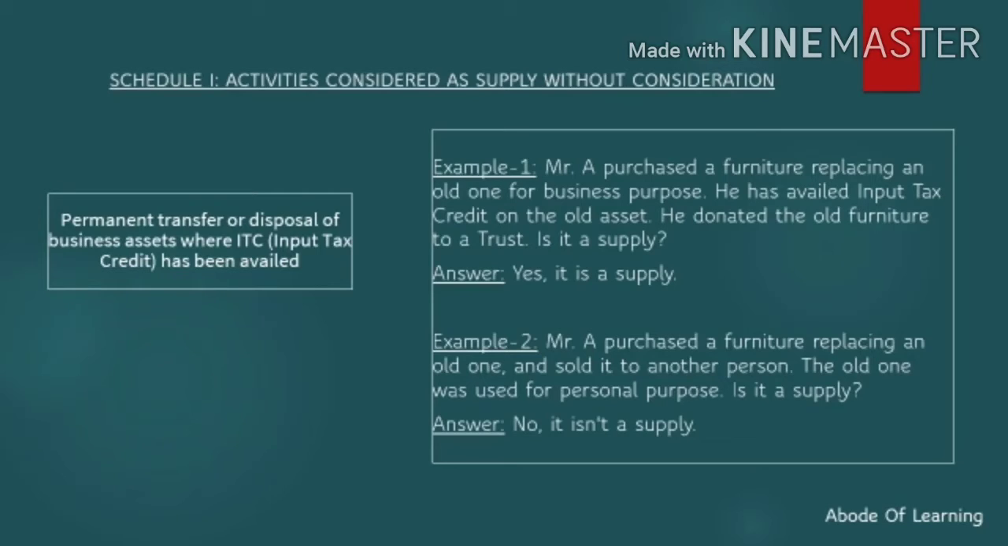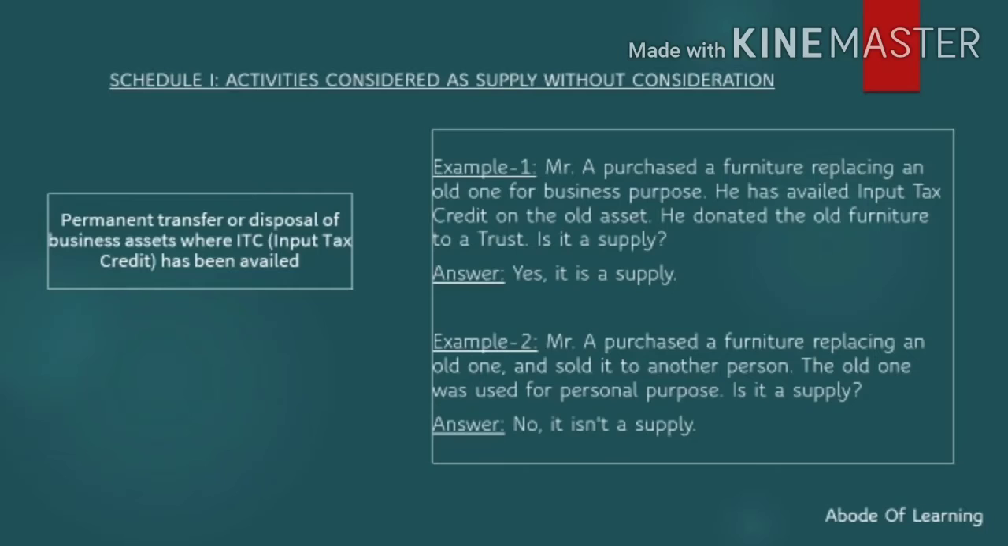Means when he purchased that old asset, he actually took input tax credit. So these two points: it was a business asset, and he took input tax credit. And third one, he's donating it to a trust. It doesn't matter what he does. I mean, if he puts it in scrap or he's just disposing it off or whatever it is, this will be considered as a supply because he's permanently disposing it or transferring it without any consideration. He's basically donating it, so there is no consideration there, so it is a supply.